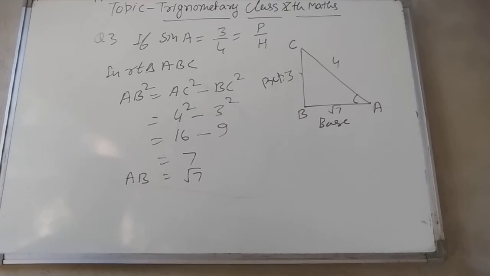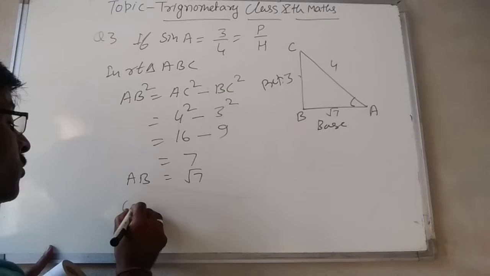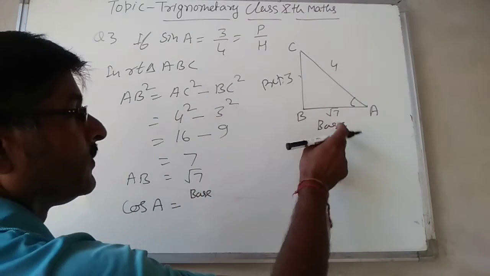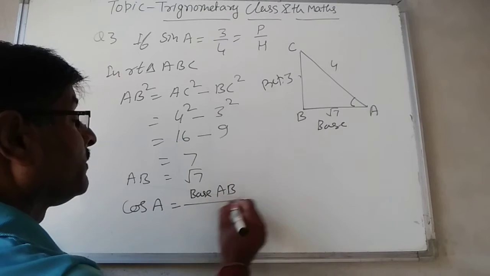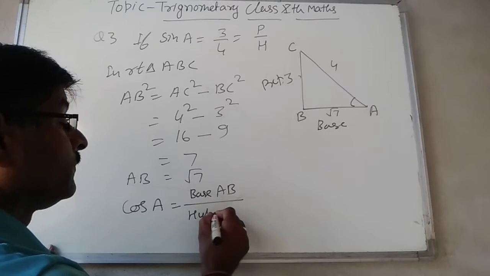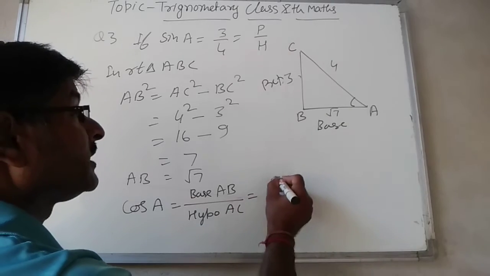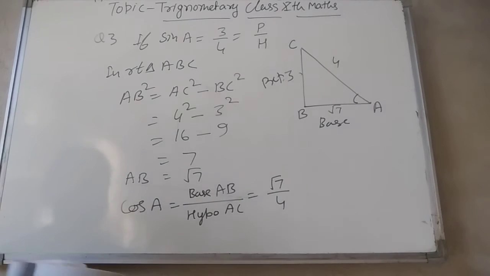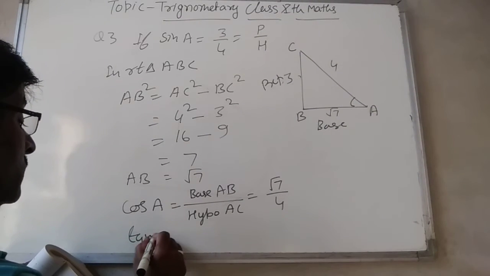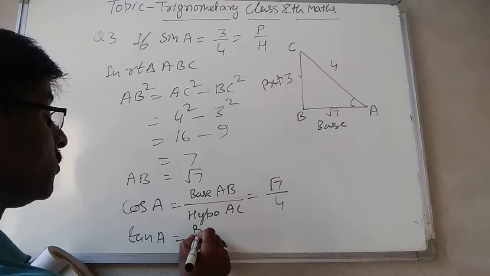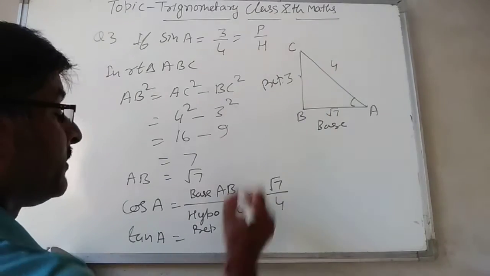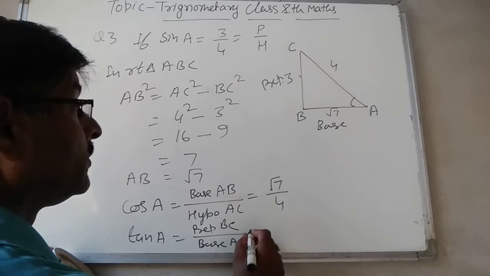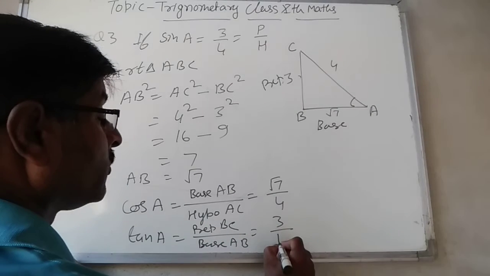Now what is he asking? He is asking cos A and tan A. So the ratio for cos A: cos A is equal to base upon hypotenuse. Here base is AB, upon hypotenuse, which is AC. So root 7 upon 4. And the other one is tan A. This is perpendicular upon base. You have to learn the ratio. Here perpendicular is BC upon base, which is AB. So BC length is 3 upon root 7.